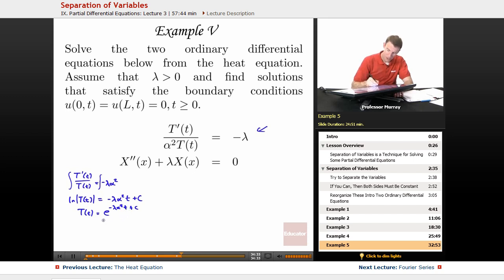But remember, this is the same as e to the negative lambda alpha squared t times e to the c, and that e to the c, we'll just think of as being another constant k. And so my function T, actually pretty easy to find here, was a constant times e to the negative lambda alpha squared t. Let's hang on to that. We're going to be using it later.